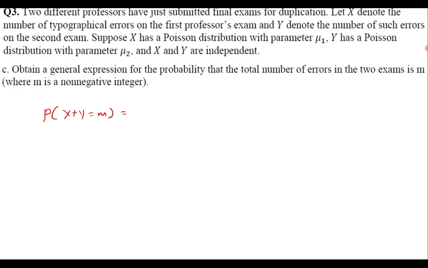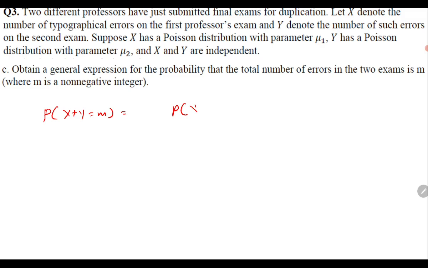So at this stage, we do not directly see how to do it, because we do not know the distribution of x plus y. We know the distribution of x, and the distribution of y, but this does not mean that we know the distribution of x plus y. And this is why we need to consider it separately.